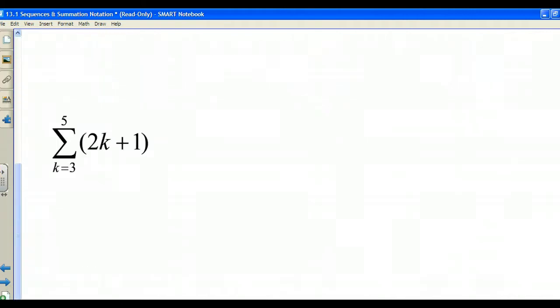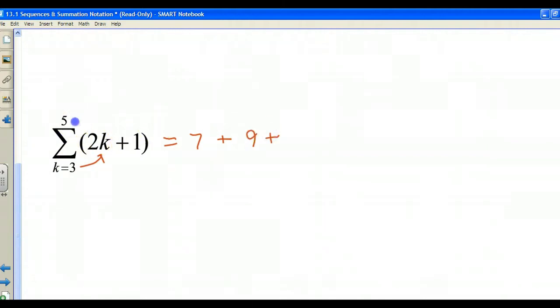So let's try this one. So this one starts counting at 3. So I'm going to plug in that first term. 2 times 3 is 6. 6 plus 1 is 7. Plus the next term I plug in, which is the next integer between 3 and 5. So 4. So 4 times 2 is 8, plus 1 is 9.